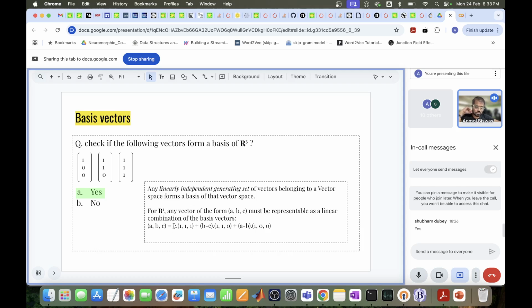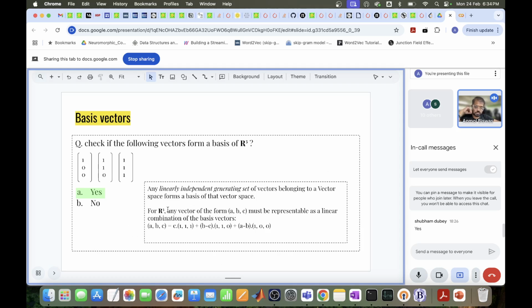Because the lone C will come in the final index. The other two indices will also have C, but those two C values can be cancelled out by this B minus C. So B minus C will cancel out the C values in these two indices. The B will survive in the middle, and A minus B will cancel out the B in the top index, so that only A survives in the top index, right? So the first index will have A, the second will have B, and the third will have C.